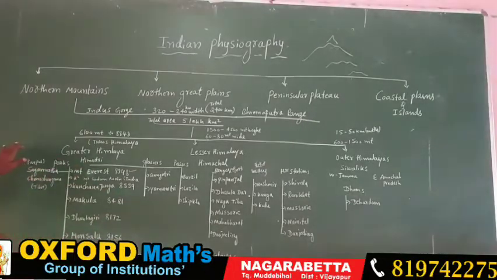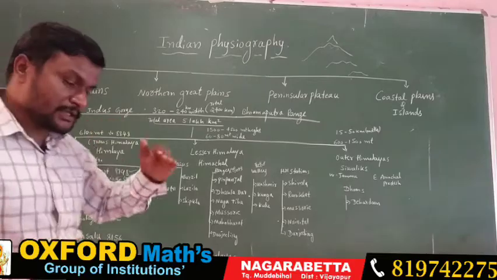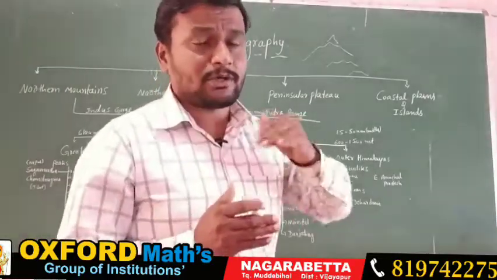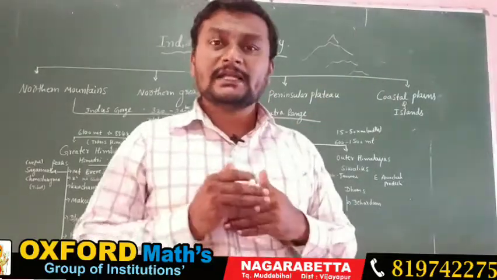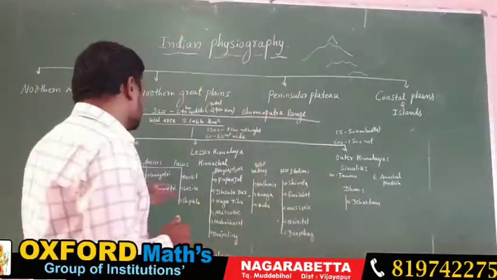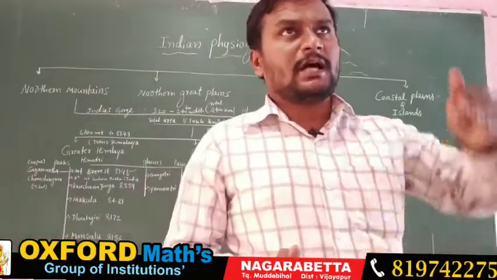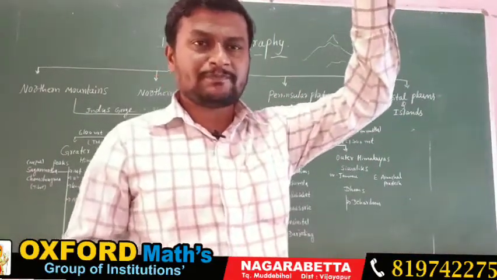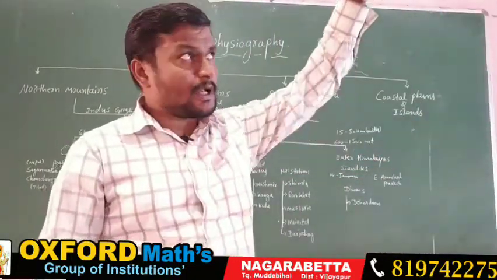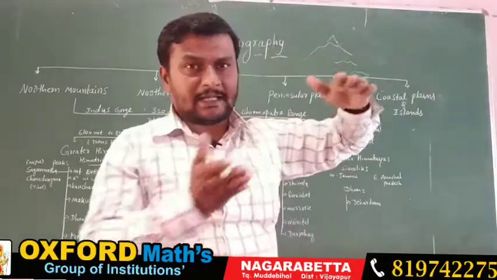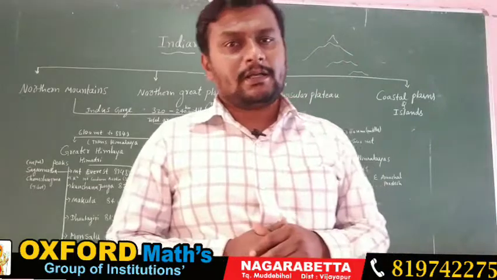Next we are going to see how much height the Greater Himalaya starts from, and how much the mountain height increases. The minimum height of the Greater Himalaya is 6,100 meters, up to the highest peak which I told you, Mount Everest, 8,848 meters. So this area comes in the Greater Himalaya or Himadri.